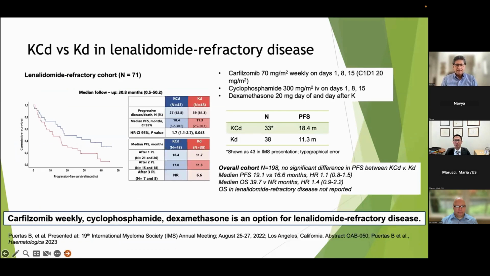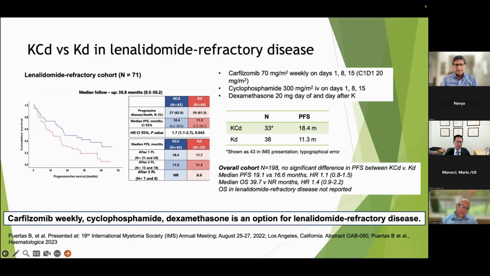A common scenario would be, suppose you had daratumumab, pomalidomide, dexamethasone, and you have a relapse with that. What do you do next? One approach, outside of the regimens that Dr. Costa will be talking about, would be to think about incorporating cyclophosphamide. Here we have a regimen that uses carfilzomib, cyclophosphamide, and dexamethasone versus carfilzomib and dexamethasone. In this lenalidomide-refractory cohort, you can see significant improvement and augmentation of the efficacy with the addition of cyclophosphamide.